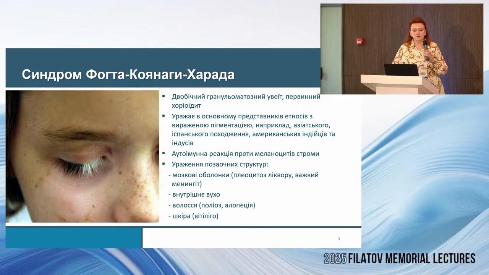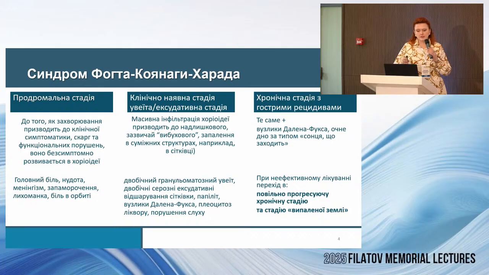What concerns the lesion of the eyes, it's primarily choroiditis, because this syndrome is an autoimmune reaction to melanocytes. Wherever they are located in the organism, this is an autoimmune reaction to any melanocytes whatsoever. There are several stages in this syndrome. This is the prodromal stage. All these stages listed here are classic.